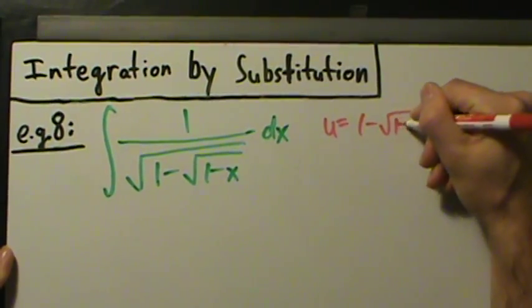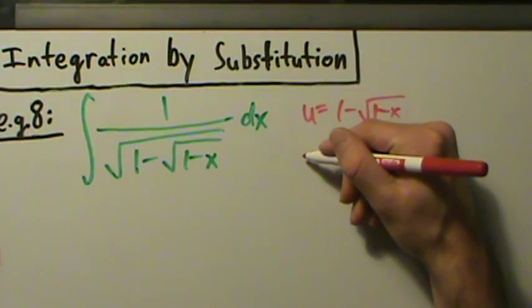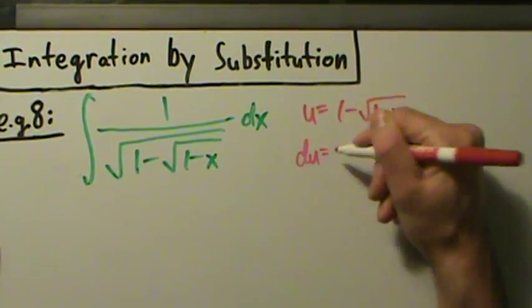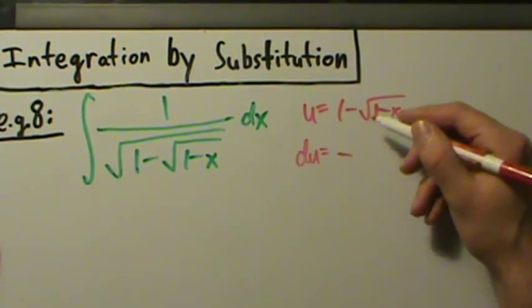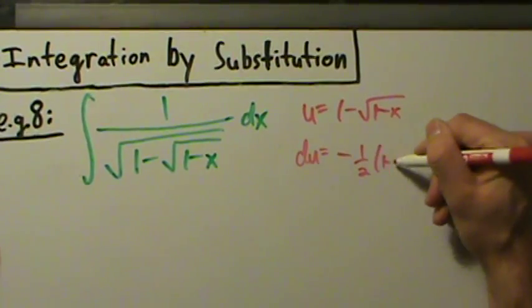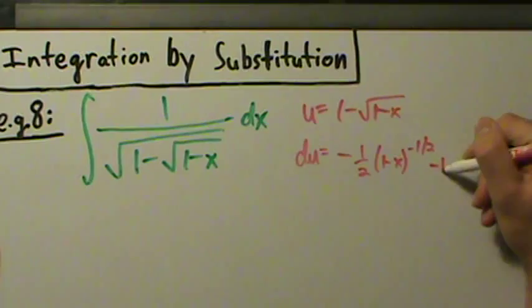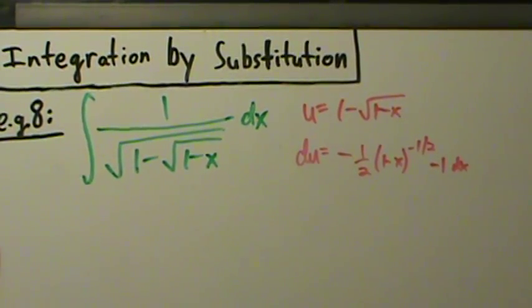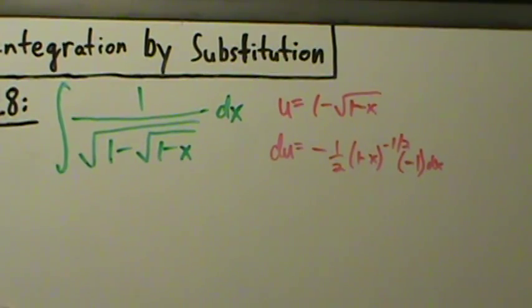Okay, that's a good inside guy there. But then if we try du, what are we going to have? Well, the derivative of 1 is just 0, so then we have negative, and then this is 1 minus x to the 1/2. So really what we have is just a nasty chain rule thing going on here. Negative 1/2, and then times negative 1, and then dx, right? So that's bad. That's really not a good thing there.